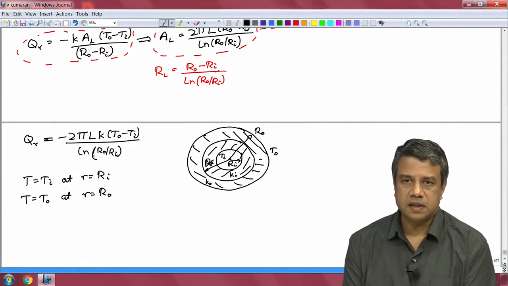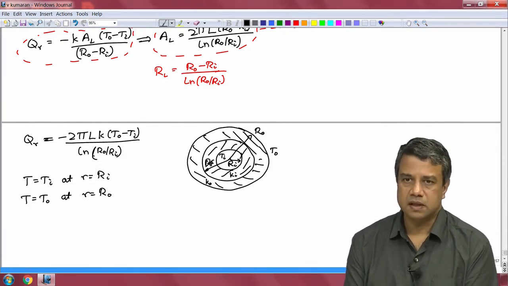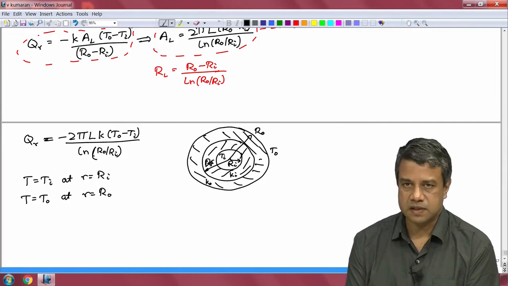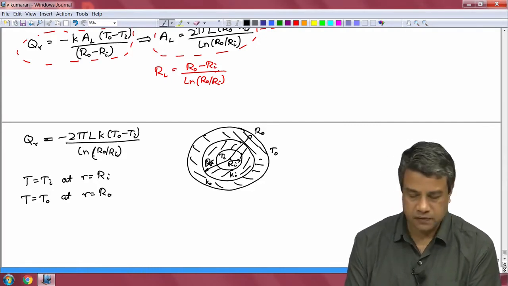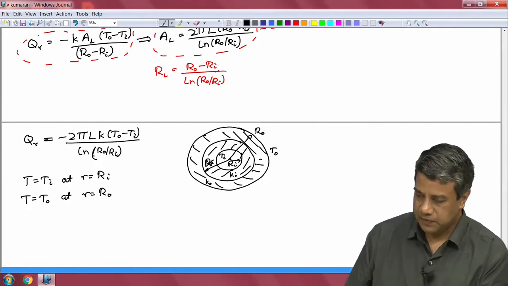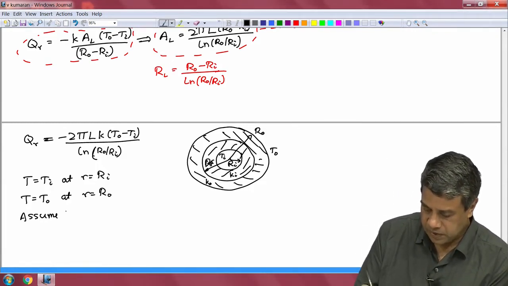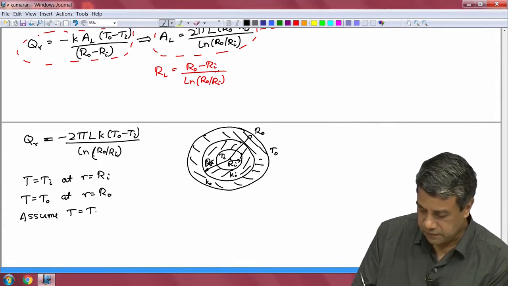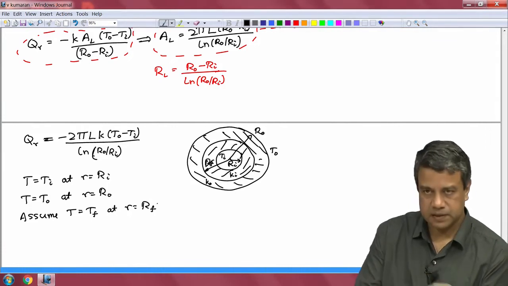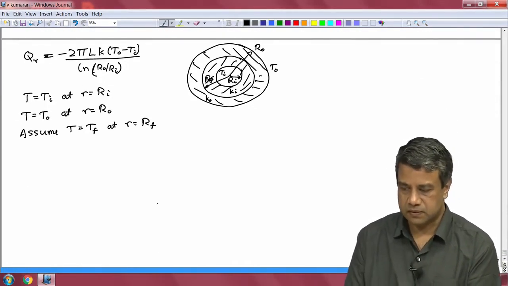In this particular case, the total heat transfer rate has to be the same for both materials, because there is no energy source or sink at the interface between these two materials. Therefore, the energy transfer rate has to be the same for these two materials. Assume T is equal to Tf at the interface, at r equal to Rf.